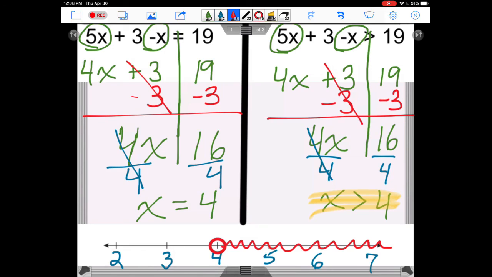So you'll notice, what did we do? We combined our like terms. We simplified our equation. We put our x terms together. Then we solved this like a two-step equation in inequality. And with the inequality of x is greater than 4, we plotted that on the number line.